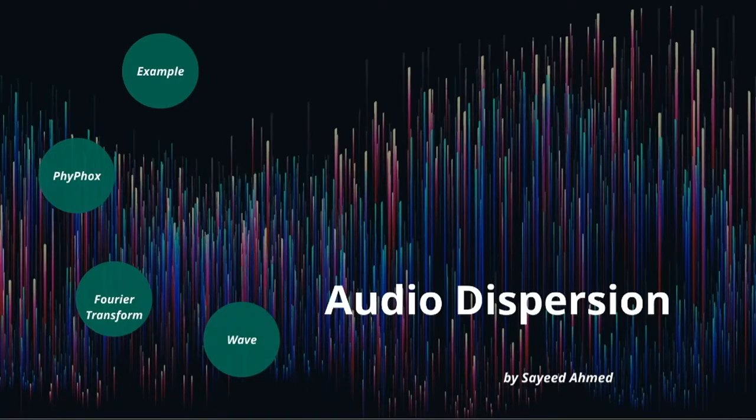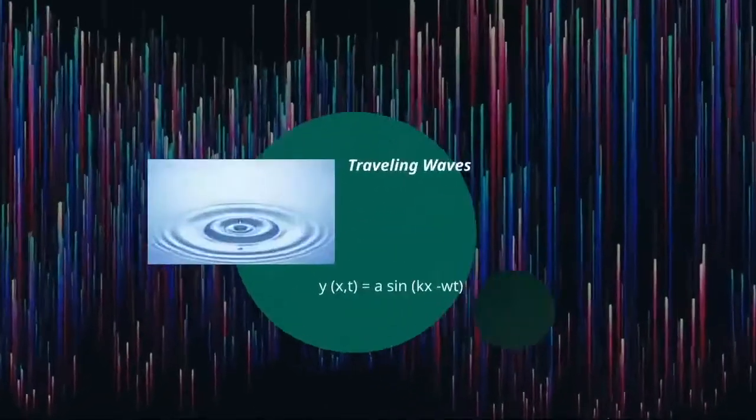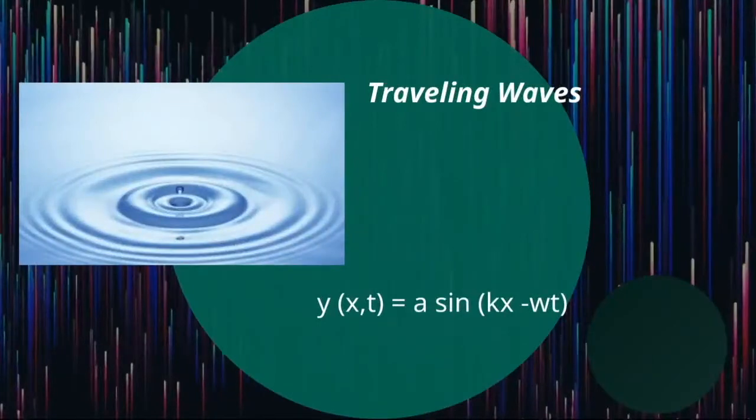So let's get started. To explain audio dispersion I need to talk about waves. In this video I'm talking about mechanical waves. Examples of mechanical waves could be sound waves, waves in the water, or waves in a spring. The equation of a traveling wave, which is traveling through the medium, could be written as follows, where A is its amplitude, K is its wave number, and omega or W is its angular frequency. The speed of the wave at which it propagates through the medium is given by omega over K.